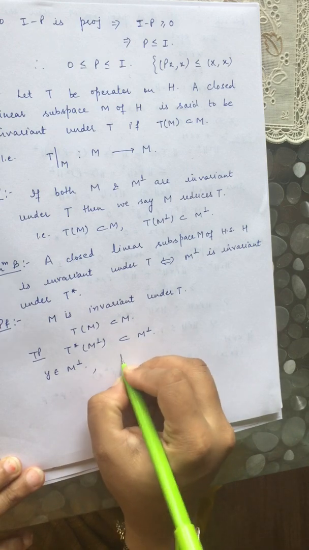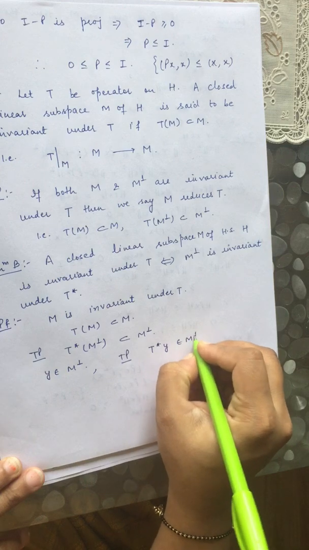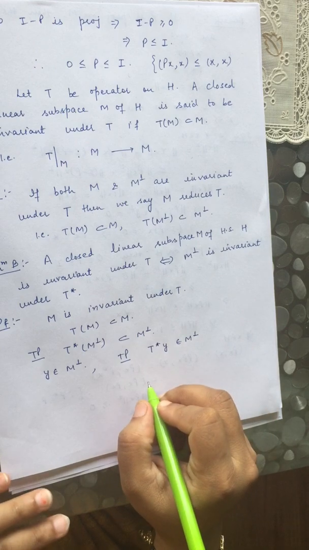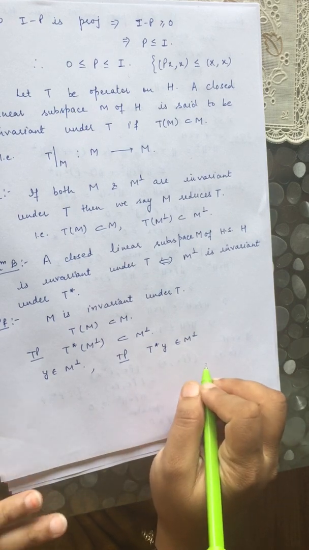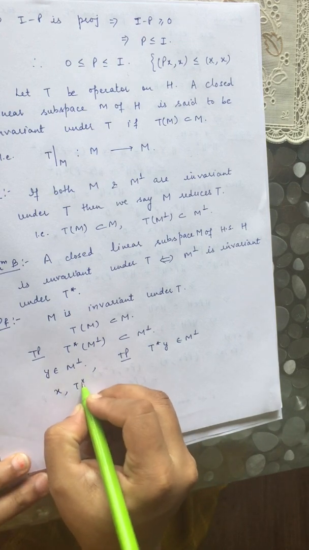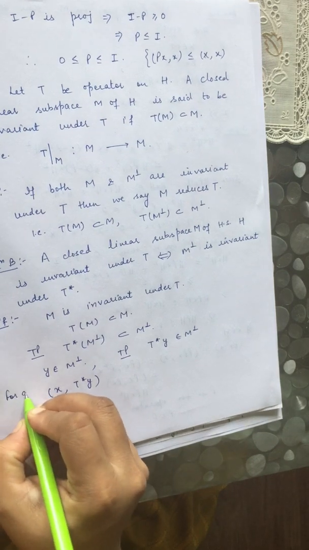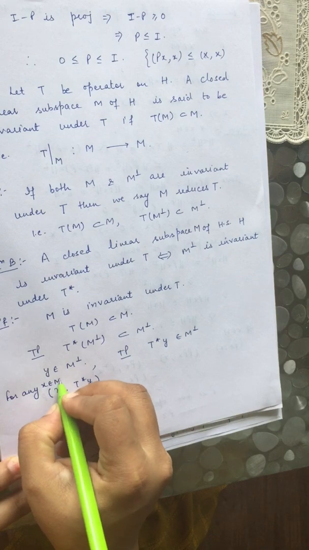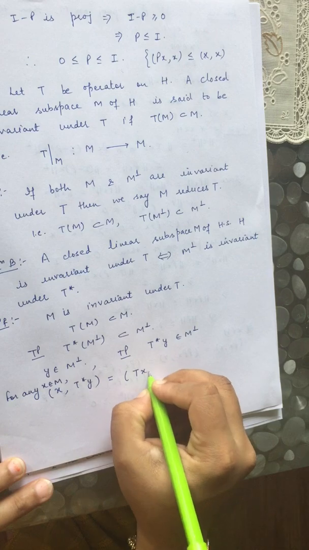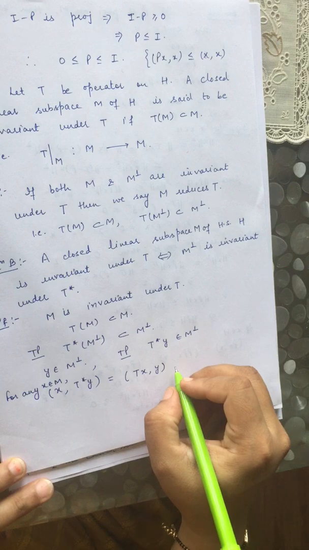So we want to prove that T star y belongs to M perp. That means we want to prove the inner product of T star y with any vector of M is 0. So let us start from this, for any x in M, we start from the inner product of x and T star y. So by definition it is the inner product of Tx and y. Now x belongs to M and y belongs to M perp.